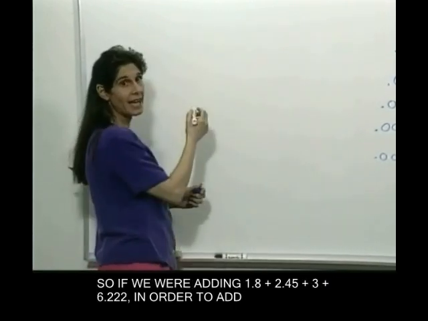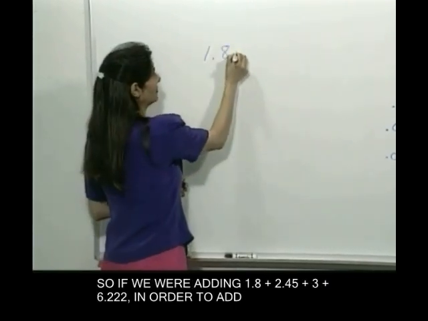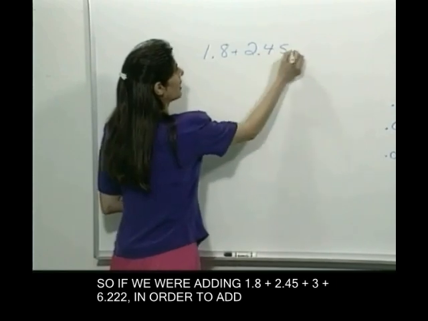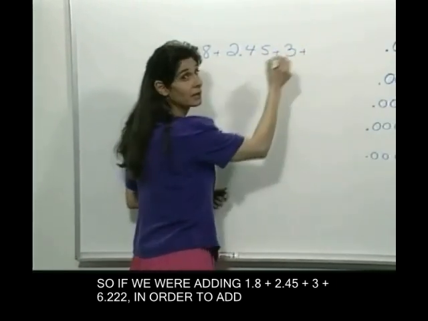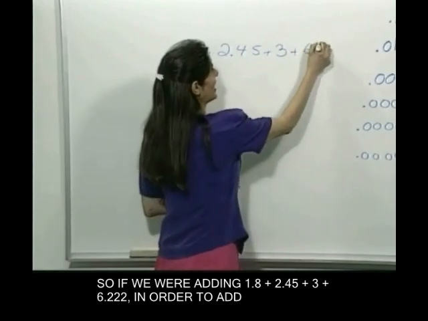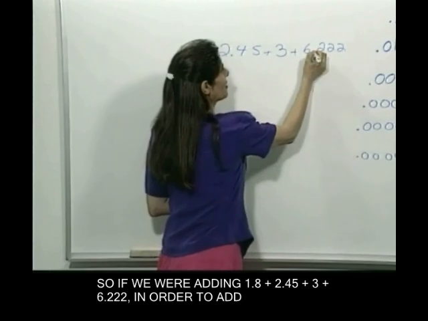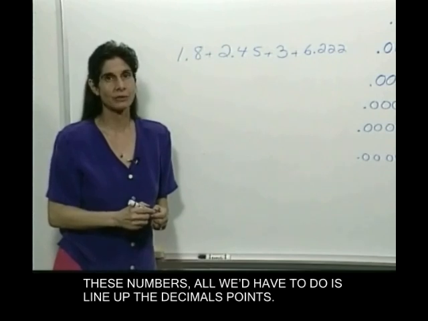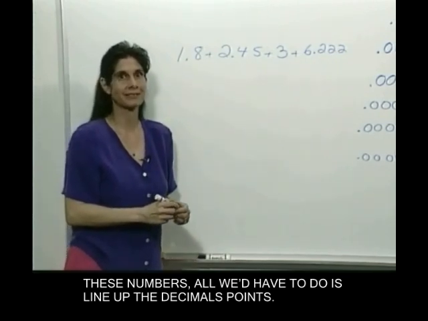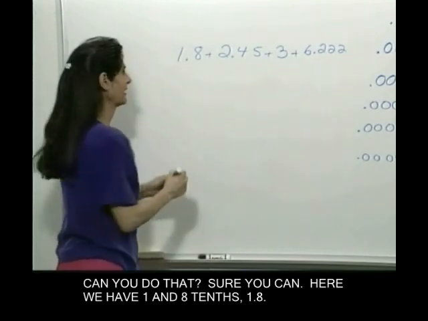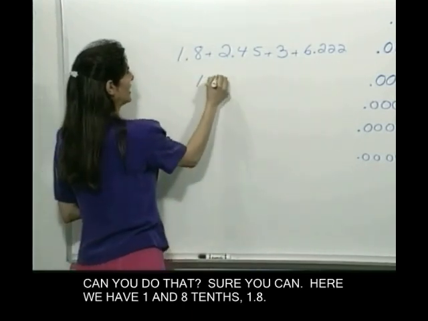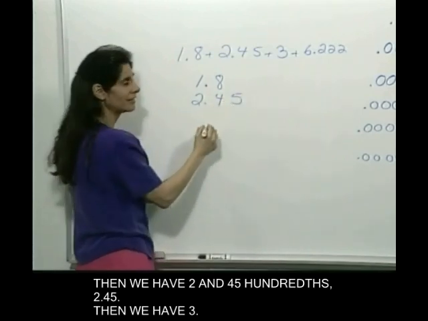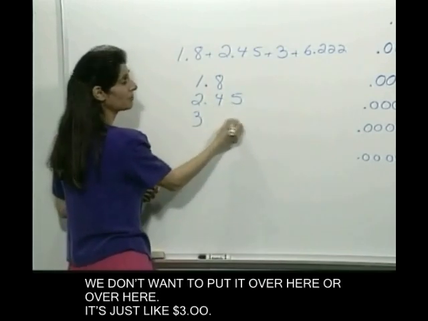So if we were adding 1 8/10 plus 2 45/100 plus 3 plus 6 222/1,000ths, in order to add this number, all we'd have to do is line up the decimal points. Can you do that? Sure you can. Here we have 1 8/10. Here we have 2 45/100. Here we have 3. We don't want to put it over here or over here.